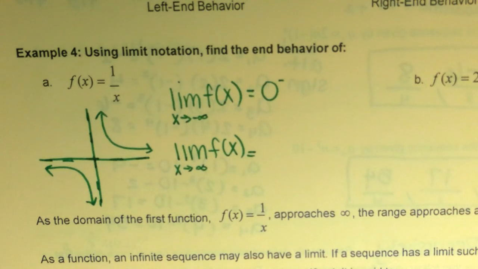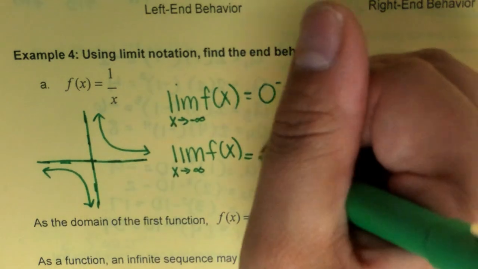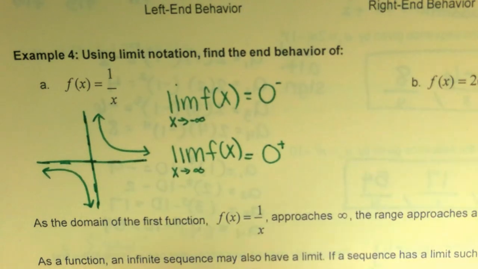As it's going to the right, isn't it? As it's going to the right, what's it doing? Going down, but getting closer and closer to 0 from the positive side. This is called converging because it's going to a number.